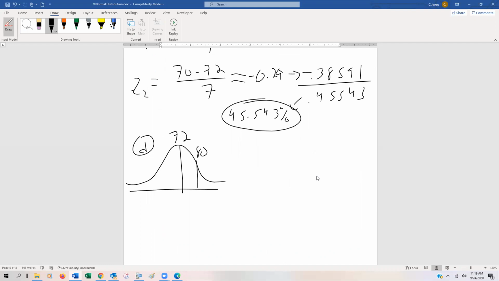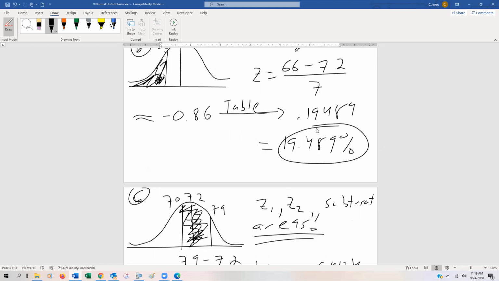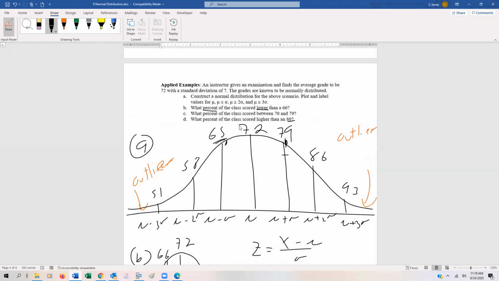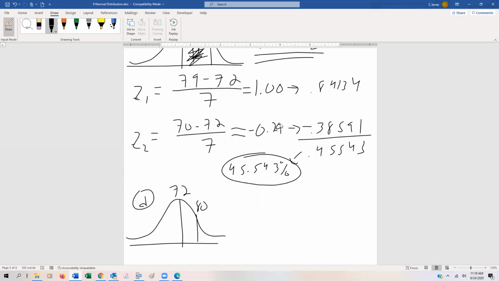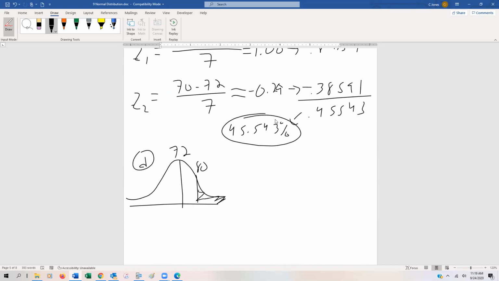We have our mean of 72. And you might remember that it says what percent of the class scored higher than 80. Right? So higher means to the right. It's bigger. So right here is our area. So if we got something like 95%, or 88%, or even 55%, we know we're wrong. We're probably looking at maybe 10, 15, 5%, 20%, something like that. So a smaller percentage.